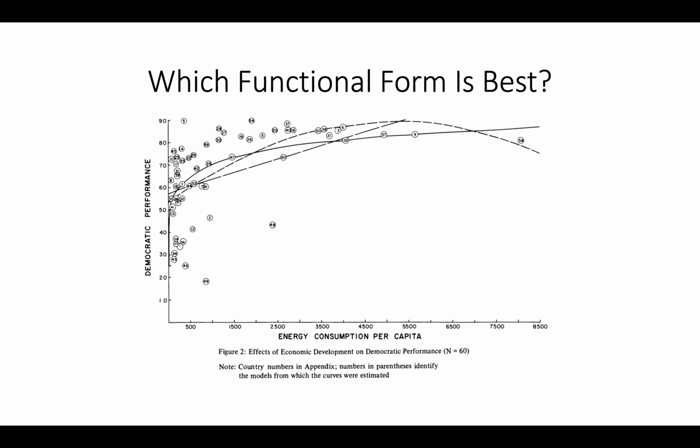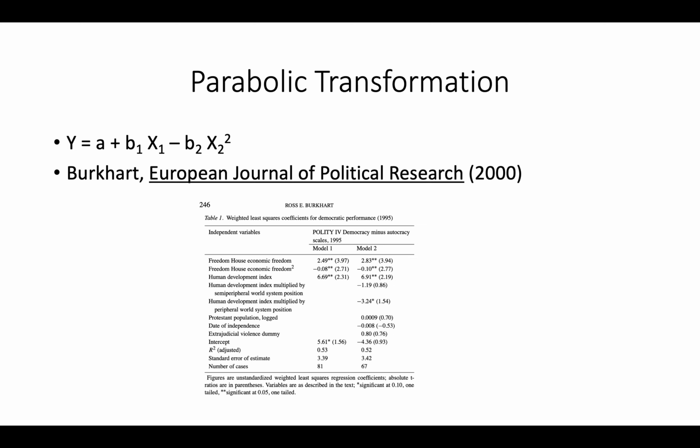Now, this was focused on logarithmic versus parabolic. I'm just going to do one more that focuses heavily on the parabolic transformation. This is from a study that I authored in a journal called the European Journal of Political Research back in 2000. The dependent variable is the democracy score from a scale called the Polity scale, which is often used as a way to measure democracy.